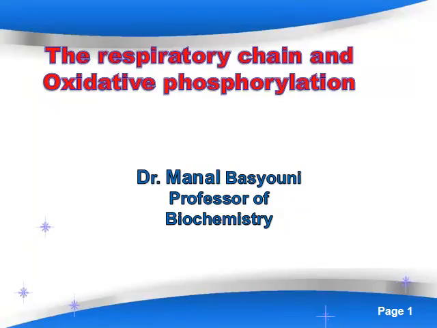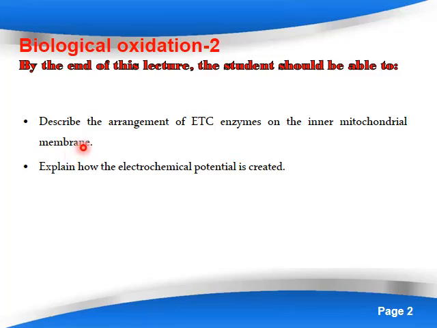Let's continue our lectures about the respiratory chain and oxidative phosphorylation. In this lecture, we'll continue to learn what the enzymes of the electron transport chain are, how they are arranged in the inner mitochondrial membrane, and how the flow of hydrogen and electrons among these enzymes creates an electrochemical potential. Let's start.